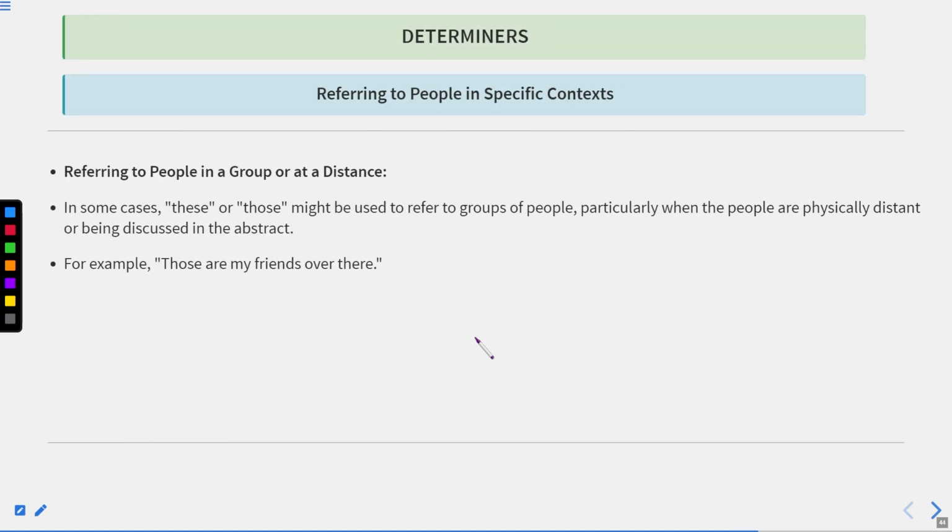Referring to people in a group or at a distance. In some cases, these or those might be used to refer to a group of people, particularly when the people are physically distant or being discussed in the abstract. Those are my friends over there.